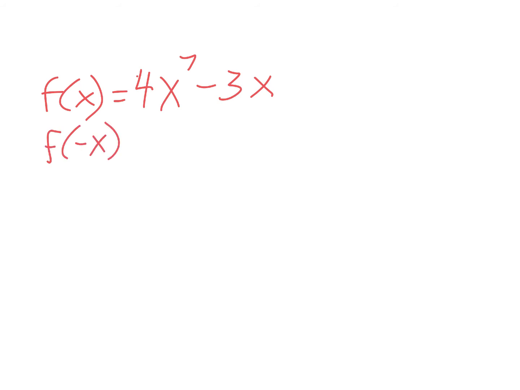Okay, next one. I want you to prove this is odd. It's more complicated. 4x to the 7th minus 3x. If that's f of x, prove it's odd. Now some of you might be thinking, well, I'll just prove it's not even. That doesn't prove that it's odd. The odd proof starts with sticking negative x in like the other, but it ends differently. I hope you remember.